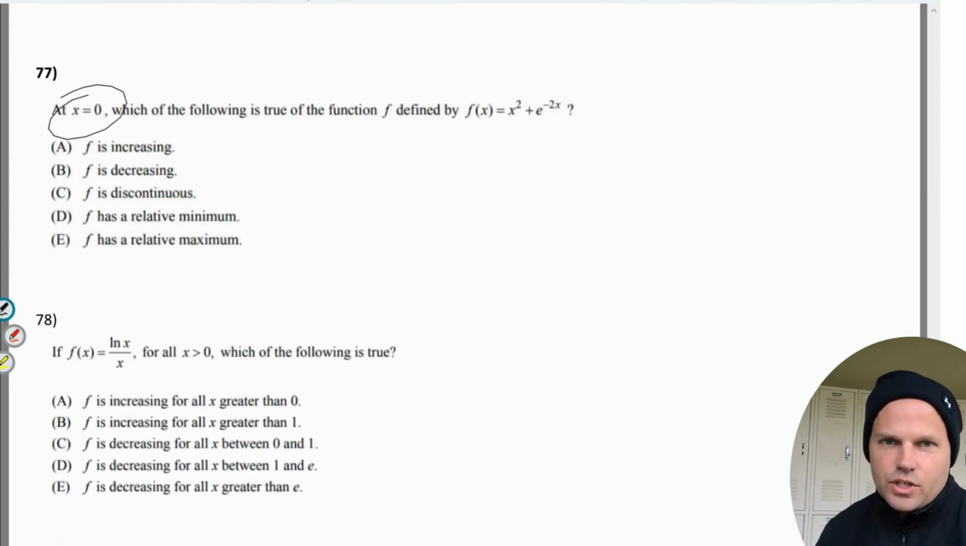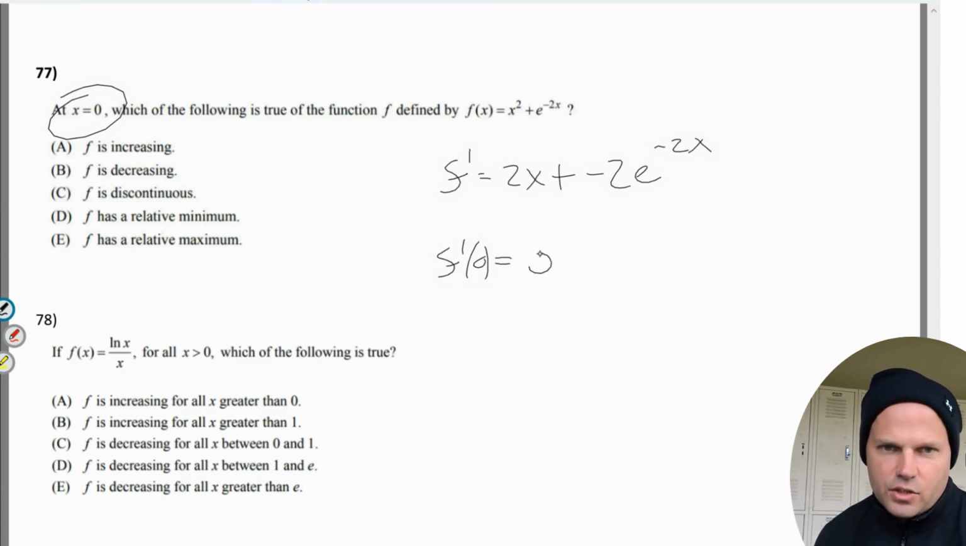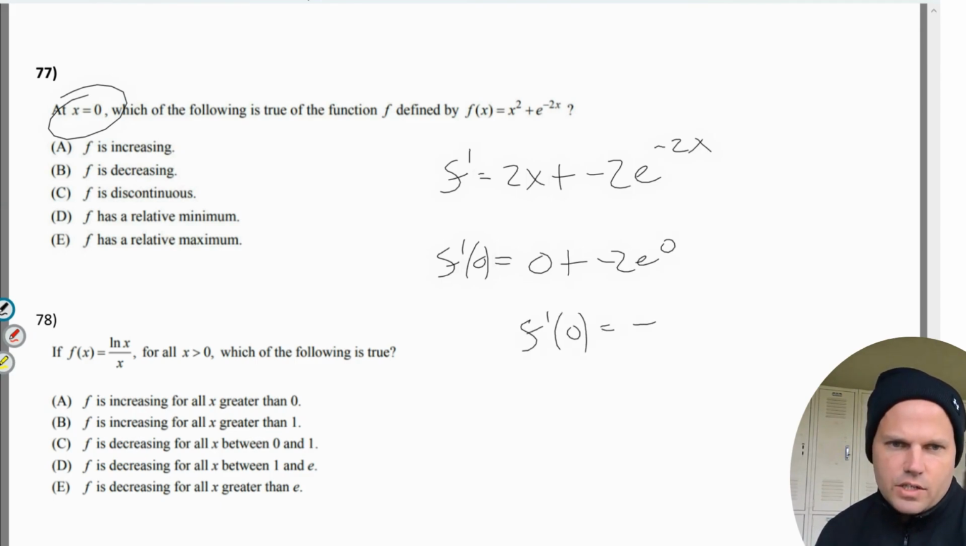All right, at x equals 0, what's going on? Well, my derivative is 2x plus negative 2 e to the negative 2x. Cool. What's my derivative at 0? Does it equal 0? Do I have to do some analysis? Well, I have 0 plus negative 2 e to the 0. The derivative at 0 is negative 2.